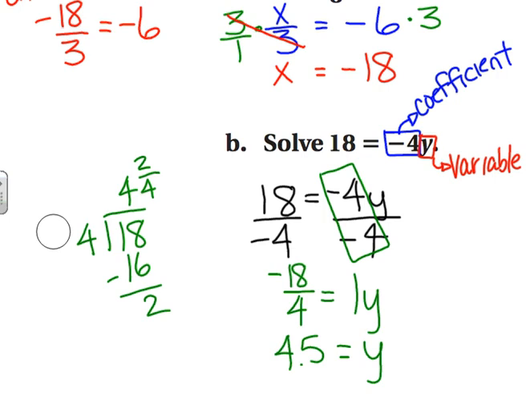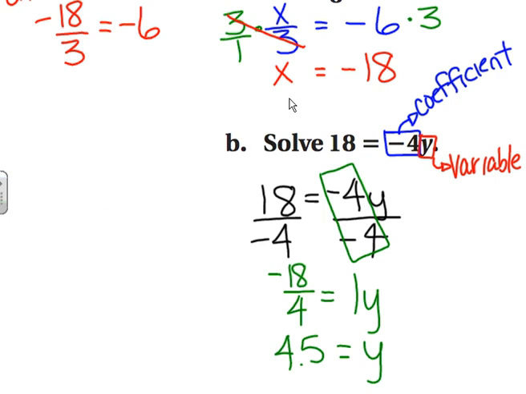Final step is to check our answer. So we're going to substitute it back in. 18 equals -4 times 4.5. And now that I'm looking at this, I did forget one thing, and that's the negative sign. Perfect reason to check your work, make sure you don't have any mistakes.